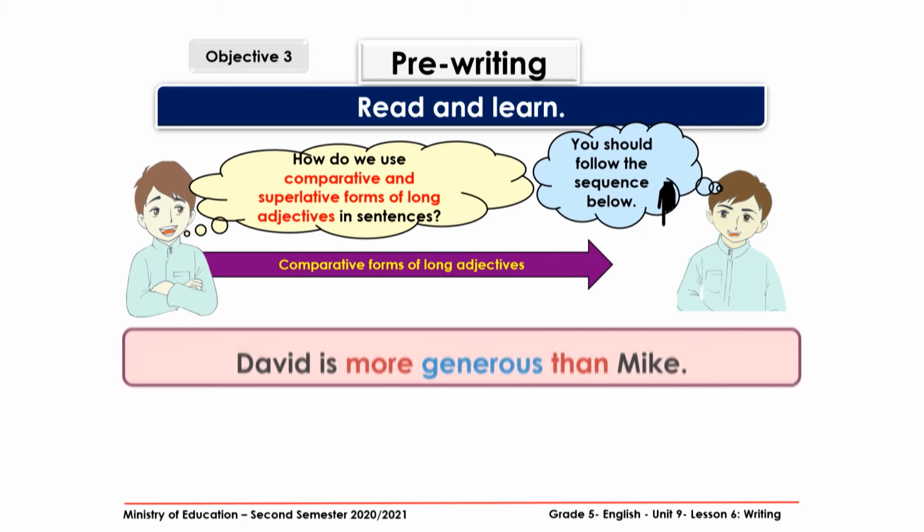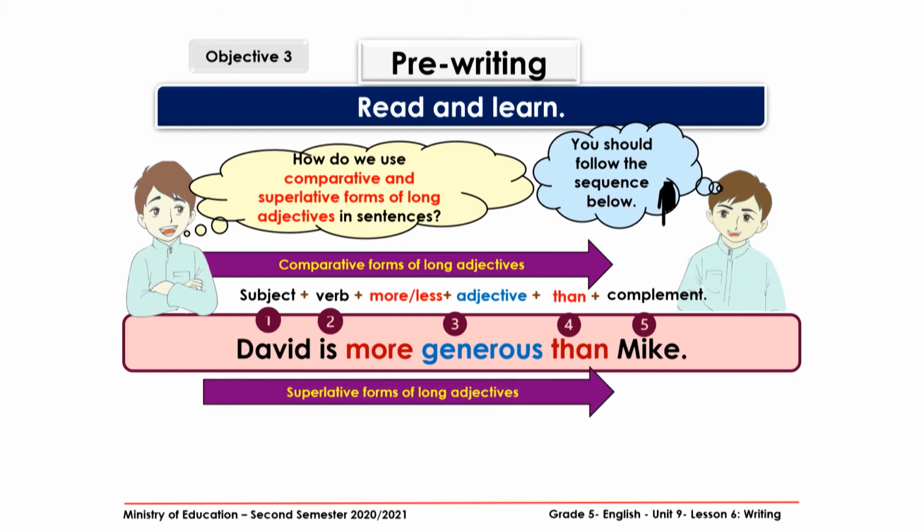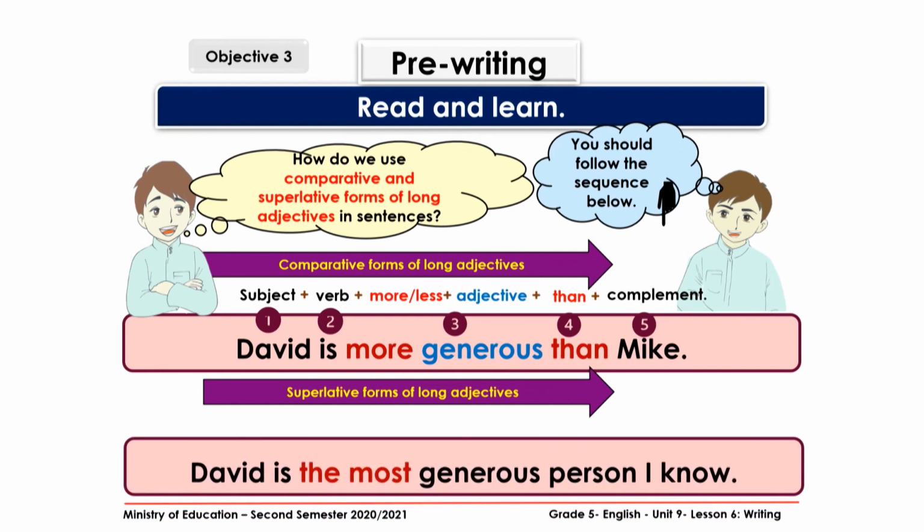For the comparative form, we start with the subject, then the verb, then more or less plus the adjective, plus than, and finally the complement of the sentence. For the superlative form, we start with the subject also, then the verb, then the most or least, plus the adjective, plus the complement of the sentence.